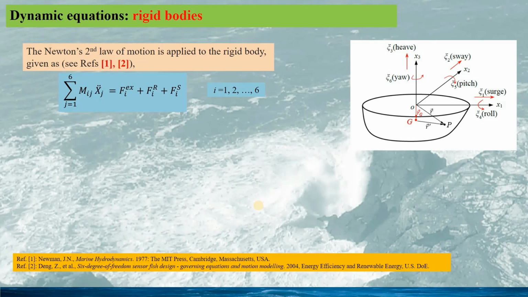For the rigid body motion in waves, the dynamic equation can be given in a similar form to that of Newton's second law of motion. The left-hand side is the mass and the acceleration, and the right-hand side is the force acting on the floating structure. But it should be noted, the motion would be in 6 degrees of freedom. The forces acting on the structure include the wave excitation, the wave radiation, and the restoring forces.